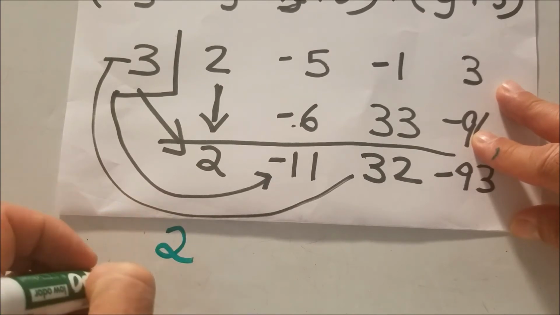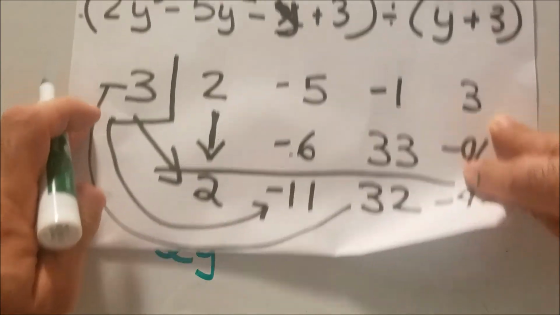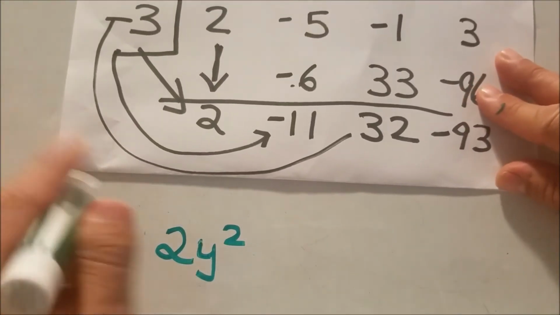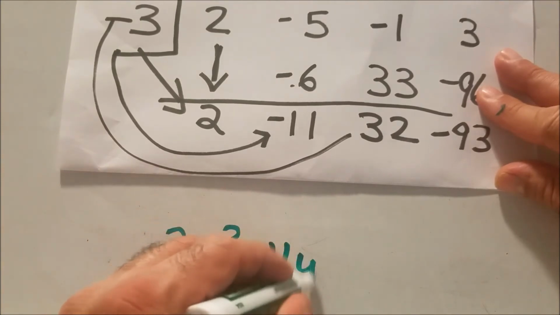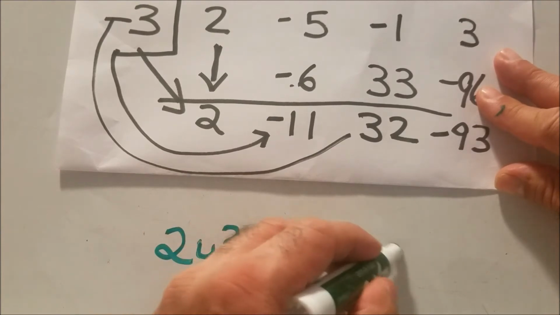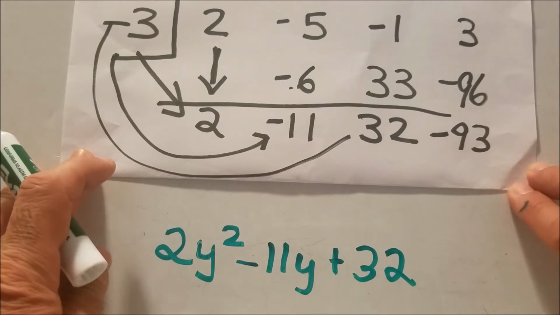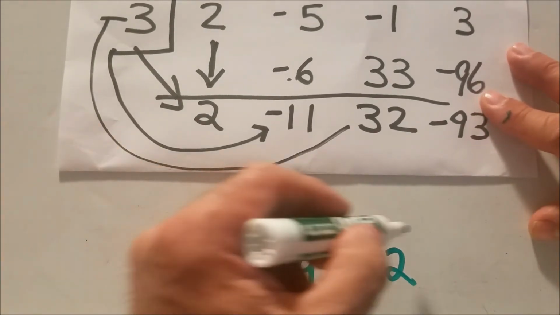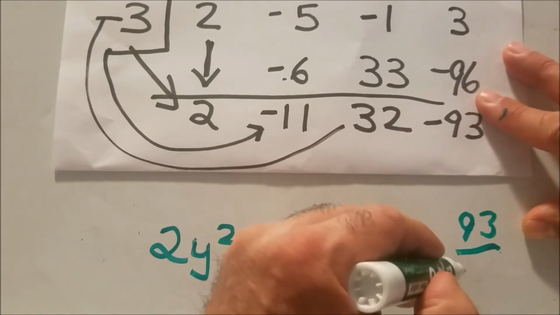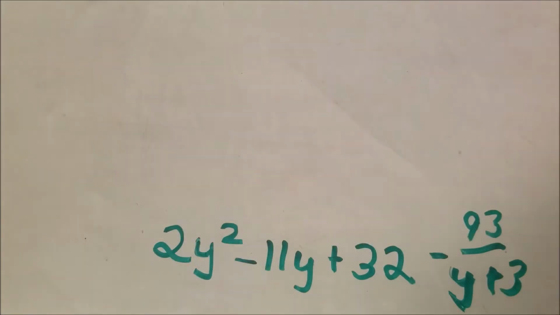We're going to have the 2, and we're going to have a y squared. Again, we had a cube, so we'll use a square and go descending like that. Bring down the minus 11, and we're going to have a y. Bring down the plus 32, and it's just empty. And that's it. And then we have our remainder of negative 93. So this is going to be the answer: 2y squared minus 11y plus 32, and then minus 93 over y plus 3. That's our answer with synthetic division.